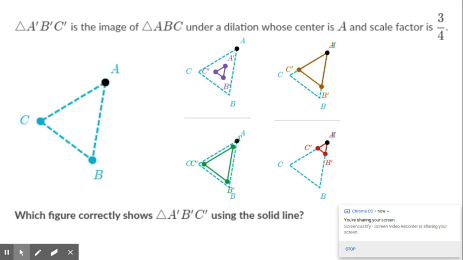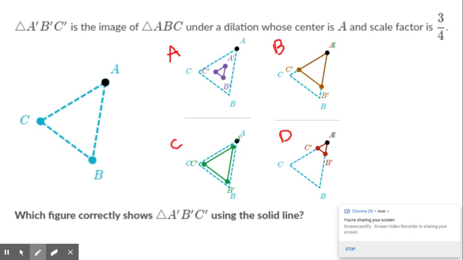Now that's a fraction that's between 0 and 1, which means it's going to be a reduction, but 3/4 is 75%. So it's not less than half of the size. So keep that in mind as we take a look at these. So let's go in here and label these things. We'll call this option A, we'll call this B, we'll call this C, and we'll call this D.